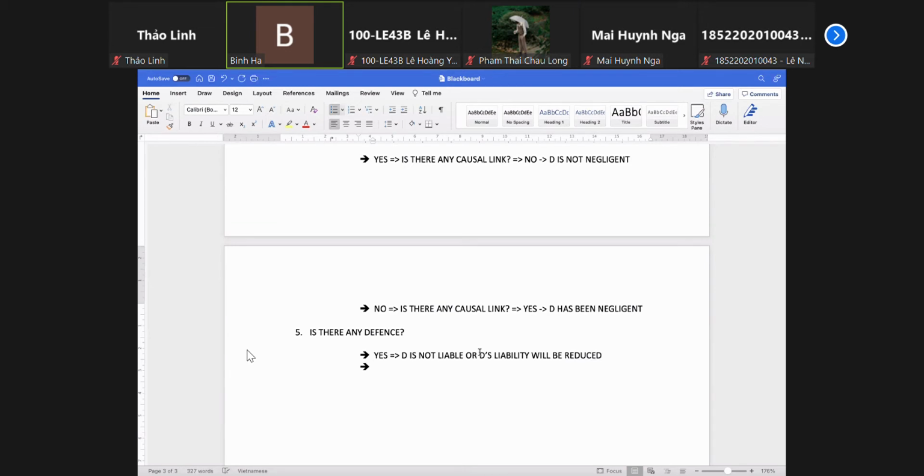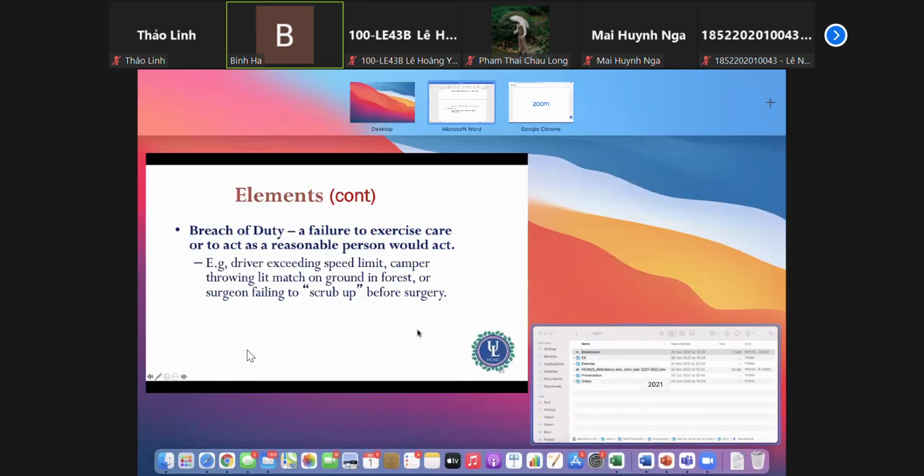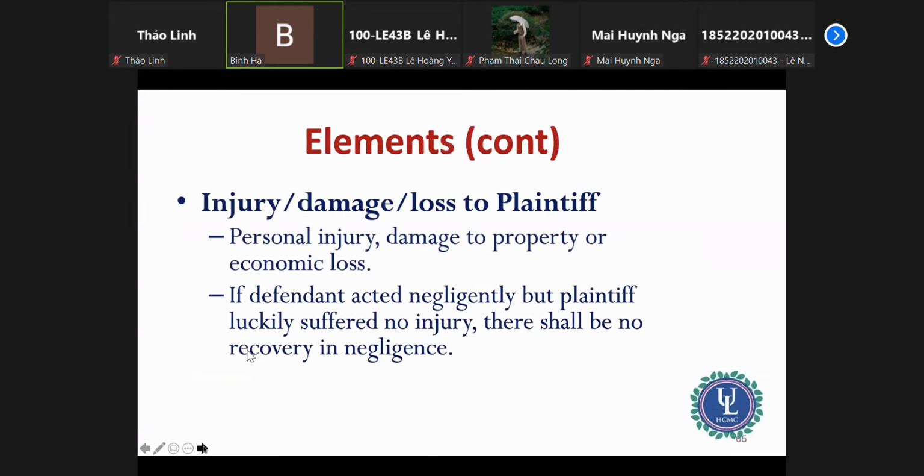Okay, if the answer is no, then the conclusion is the defendant is liable. Okay, understand? Everyone, any questions? I hope not. So we then look at the defense.